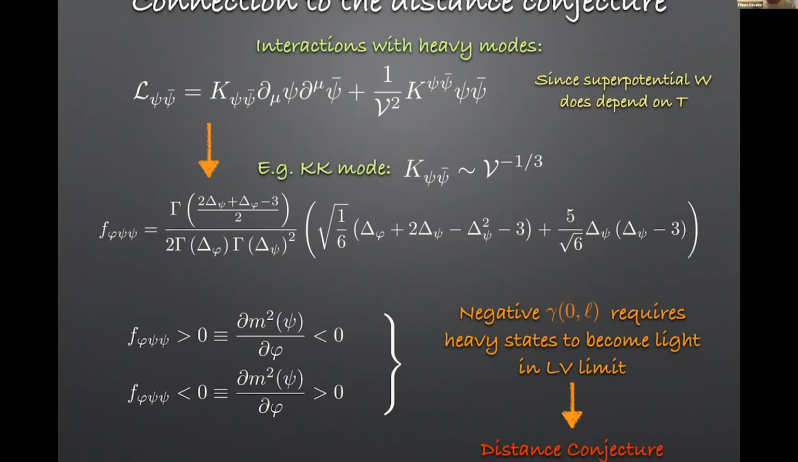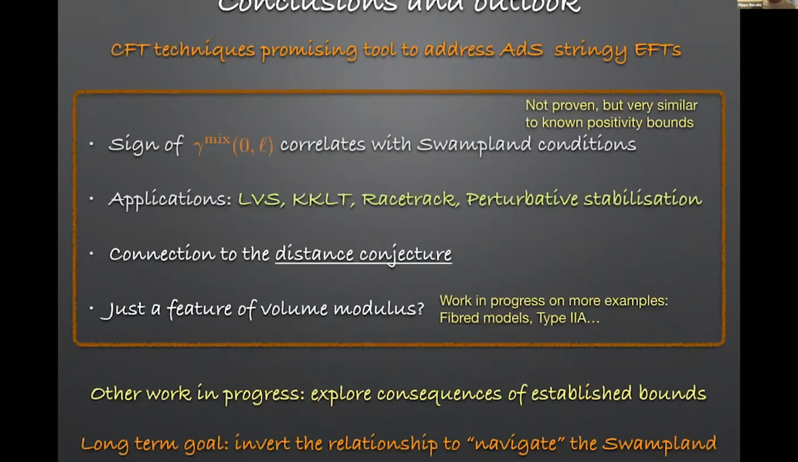Okay, so time is running out, so let me finish. So we've seen our CFT techniques, and we hope they can offer a promising tool to address these stringy AdS CFTs. And we've seen in particular that the sign of this mixed anomalous dimension, at least in some cases, seems to correlate with the known conditions in various examples. And also there seems to be a connection with the distance conjecture.